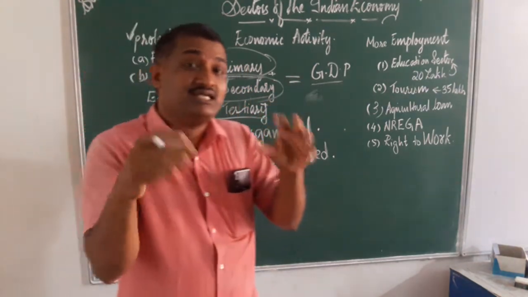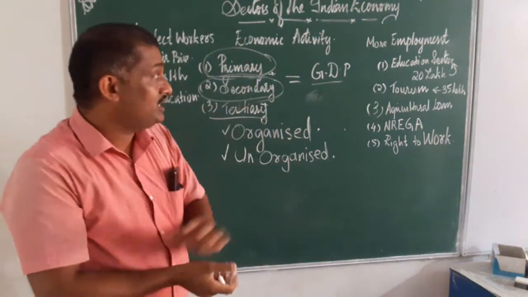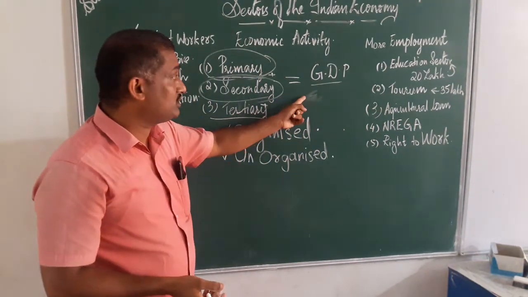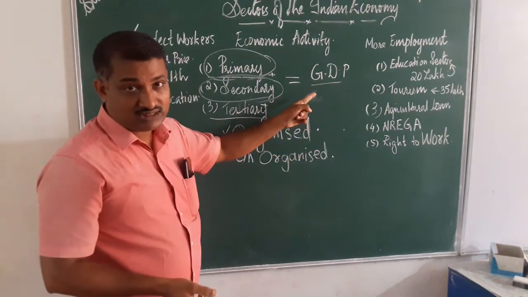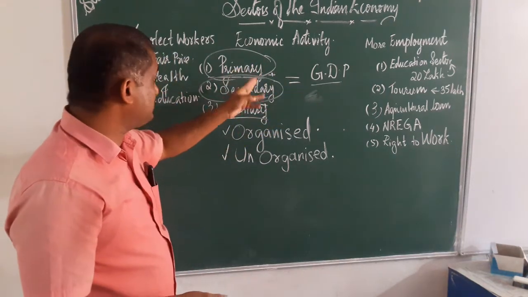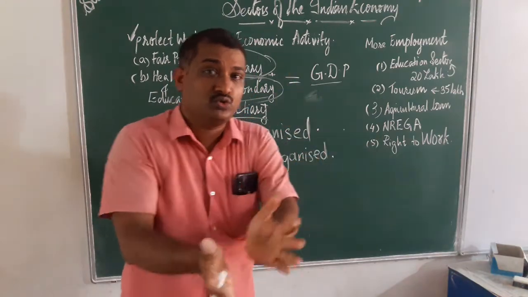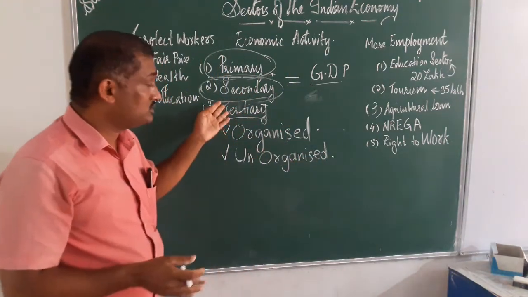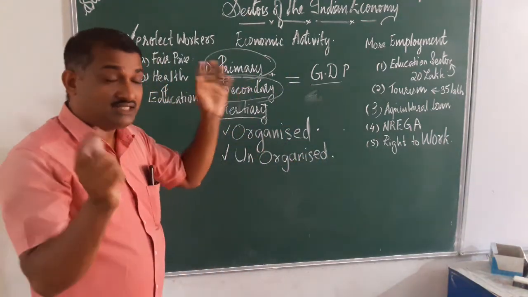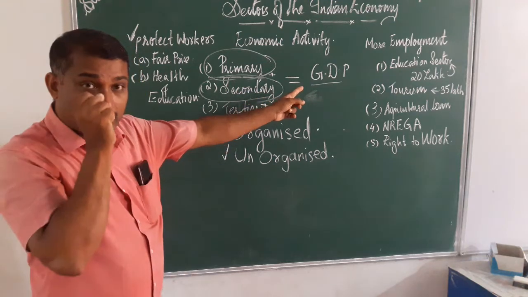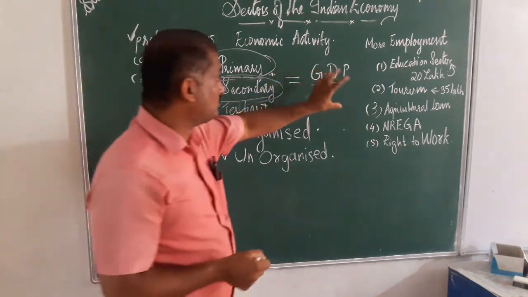That increases the national income of the country. That is what we call GDP. What is GDP? The primary sector, secondary sector, and tertiary sector all combined together produce goods and services. These goods and services together create national income. That national income together we call GDP, or gross domestic product.